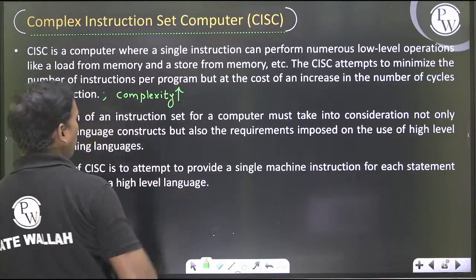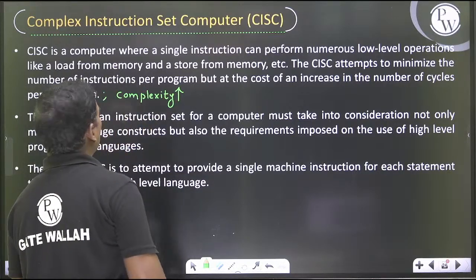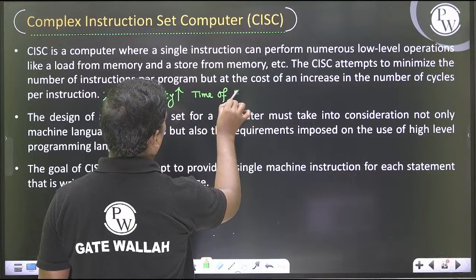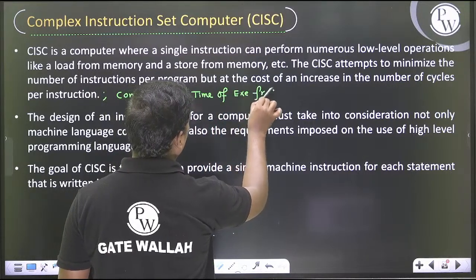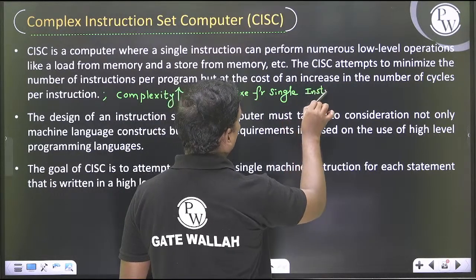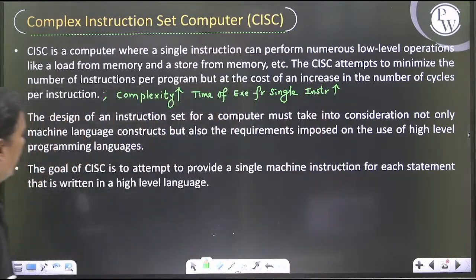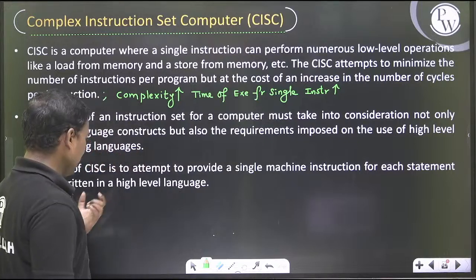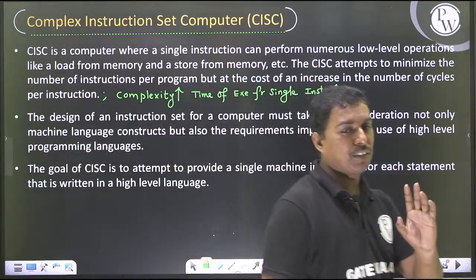Number of instructions will be less, but at the cost of increasing the time of execution. Time of execution per single instruction will be more, because it is a complicated instruction, na, iski wajah se. Next, the design of instruction set for a computer must take into consideration not only machine language construct but also the requirements imposed on the use of high-level programming languages. So the goal of CISC is to attempt to provide a single machine instruction for each statement that is written in a high-level language. The complexity ज़्यादा होगा.